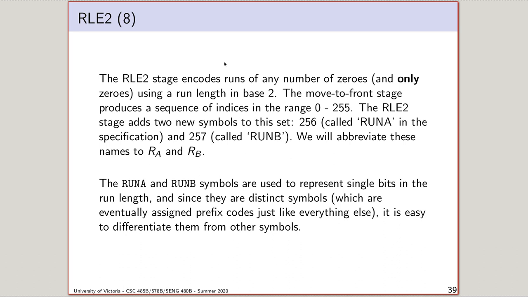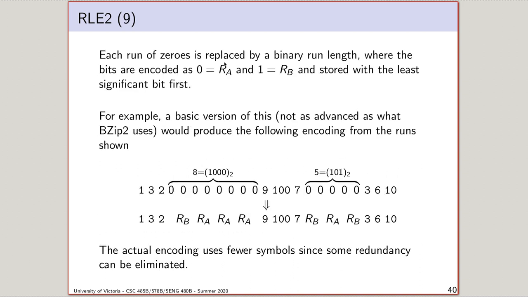So the run A and run B symbols are used to represent single bits. And I'm going to walk through this progressively because it's not obvious how they get to the peculiar encoding that they use. First, we take our sequence of indices, and it's full of runs of zeros, hopefully. Then we figure out the length of the run, so in this case it's a run of length 8, and we encode that into binary, and that's 1000 in binary. And then we take that encoding and turn it into a sequence of A's and B's. So RB functions as the bit 1, RA functions as the bit 0.